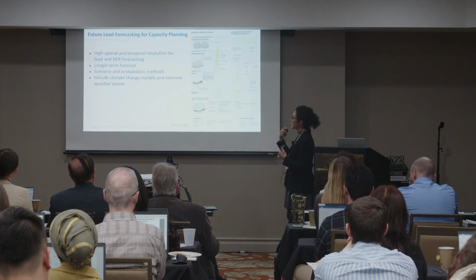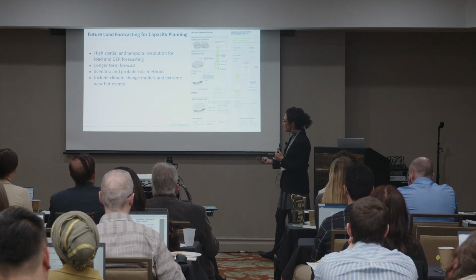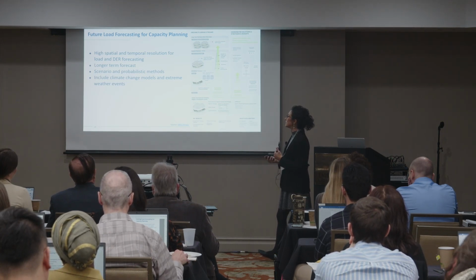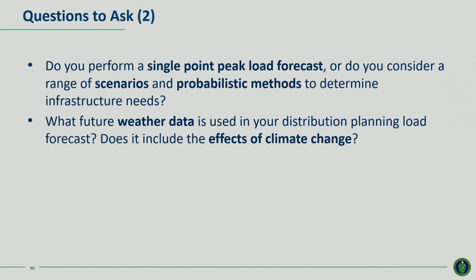And where are we going? Developing high spatial and temporal resolution load forecasts, pushing a little bit the long-term scenarios as a critical tool and asset for discussion around risk and uncertainty, and then thinking about including these climate change models and extreme weather events for more reliable and resilient plans. And I think that's all I have. So I would be happy to take questions.